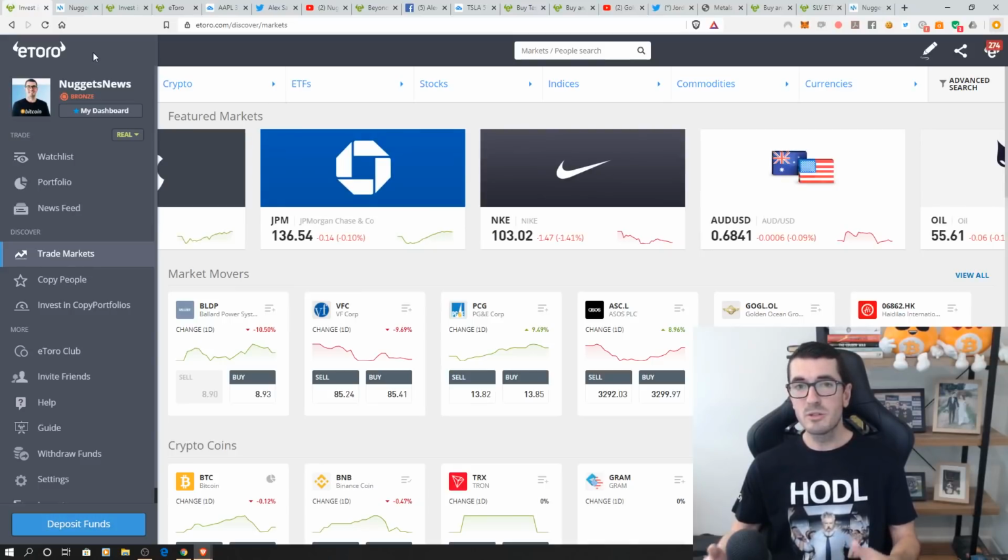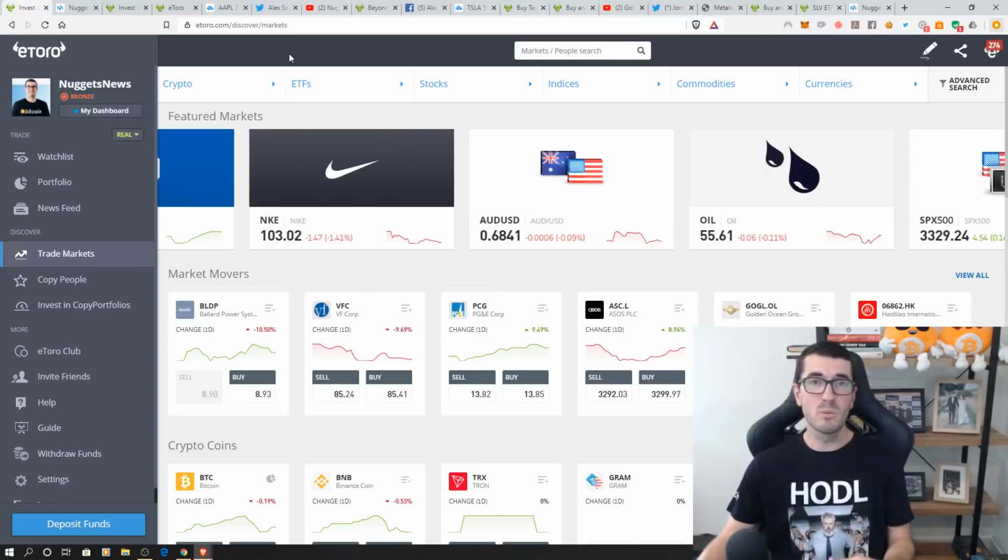But one of the reasons that I do like this platform is that it gives you exposure to ETFs, stocks, indexes, commodities and currencies that are otherwise really hard to get exposure to as a retail trader or investor, and it lets us buy or short those, so making money on the way down is really important as well.